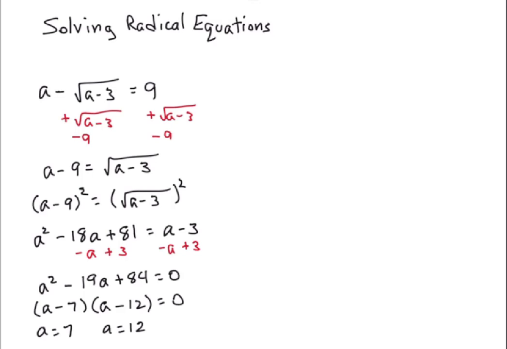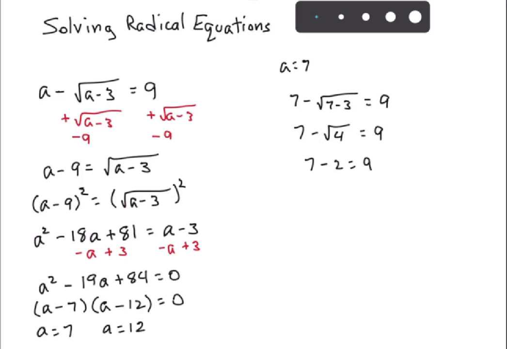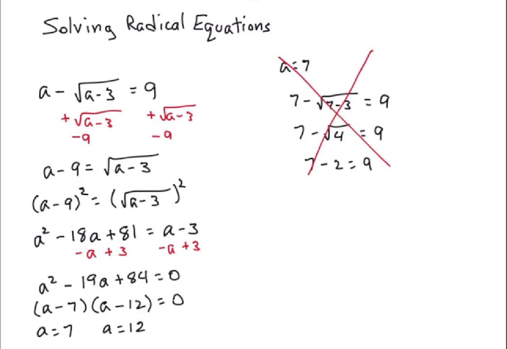And so if we check a equals 7, we're going to get 7 minus the square root of 7 minus 3 equals 9. So we're going to get 7 minus the square root of 4 equals 9. So 7 minus 2 equals 9, which is not true. So that's not a solution. So 7 turned out to be a false solution in this case. So now let's try the other one.